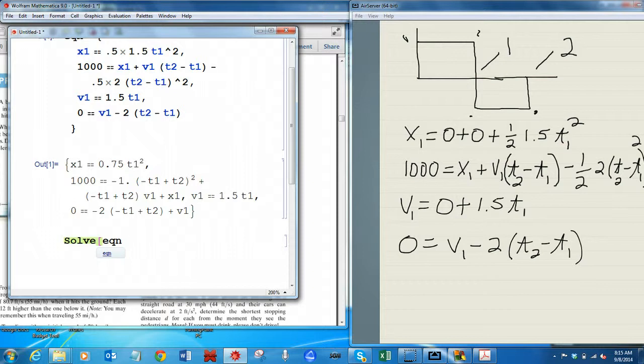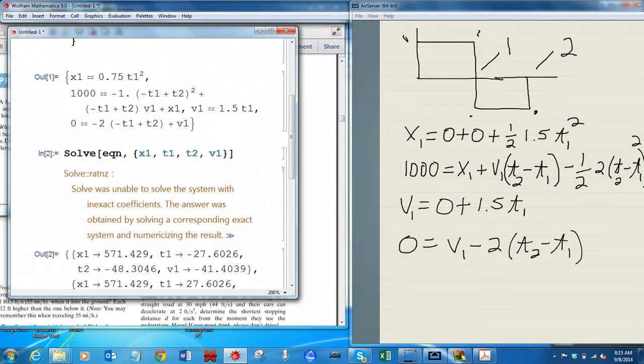Okay. So you say, I want to solve those, and then you have to tell it what you're going to solve for. I have 4 equations, so I have to give it 4 things to solve for. What are they? X1, X, T1, T2, V1. And there you go.